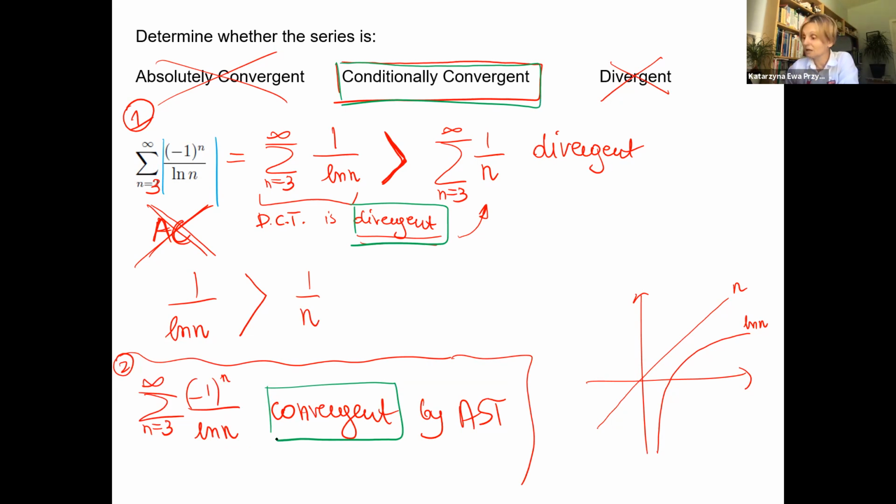Limit comparison test. Yes, I think we can use limit comparison also, if you can find something good to compare with. I don't know if this will work. If we compare with the limit comparison, we have to divide a by b. This is ln of n, and this is n. And n grows faster, so we will get infinity.